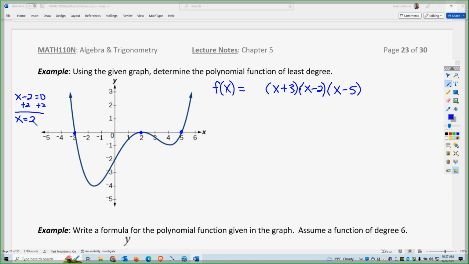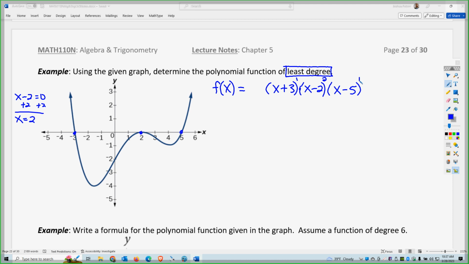Then the question is how many times do they repeat? So we're saying least degree for a reason, okay? Because it could be an infinite number of different things. So it goes through the graph at -3, so we're going to assume that's the first power. It bounces off the graph at 2, so we're going to assume that's second power. And at 5, it goes through the graph, so we're going to say the first power, okay? There could be higher powers where it looks exactly the same as it passes through there, but we're assuming least degree. So maybe it could be 111th power. We don't really know.